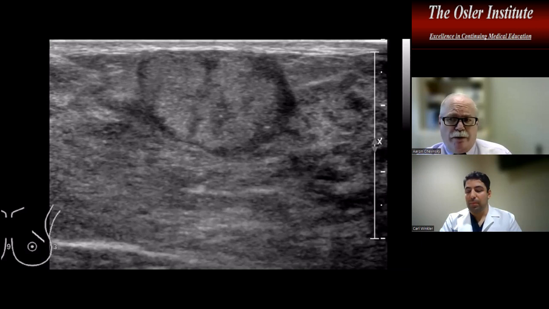How long would you let this mass persist? I think I would try to gauge how long she's planning on breastfeeding for. But I think it's okay to serially observe it for 6 months. Also, she seems to have a pretty good handle on its size. So if it's increasing and bothering her, then I think we could change our plans.